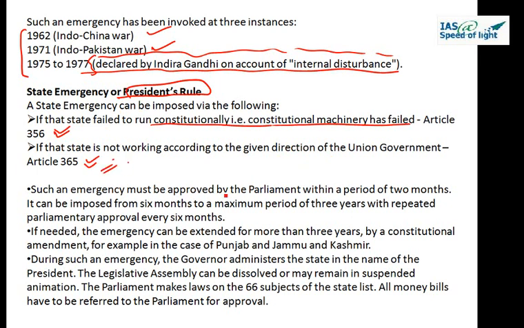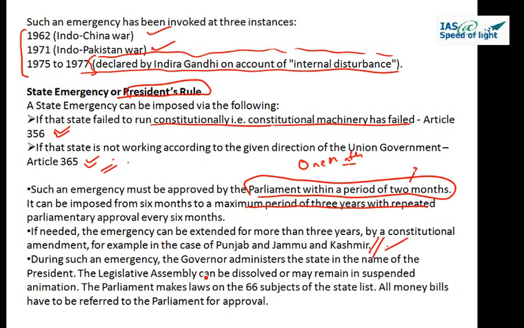Such an emergency must be approved by the parliament within a period of 2 months. Please remember the durations here, it is 2 months, and for the national emergency, 1 month approval was required. And it can be imposed from 6 months to a maximum period of 3 years with repeated parliamentary approval every 6 months. If needed, the emergency can be extended for more than 3 years by a constitutional amendment. For example, what happened in the case of Punjab and Jammu and Kashmir, we already know.